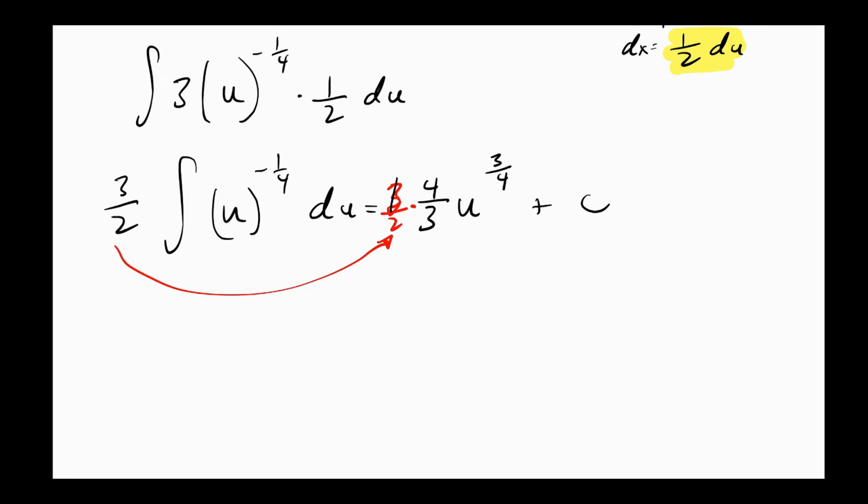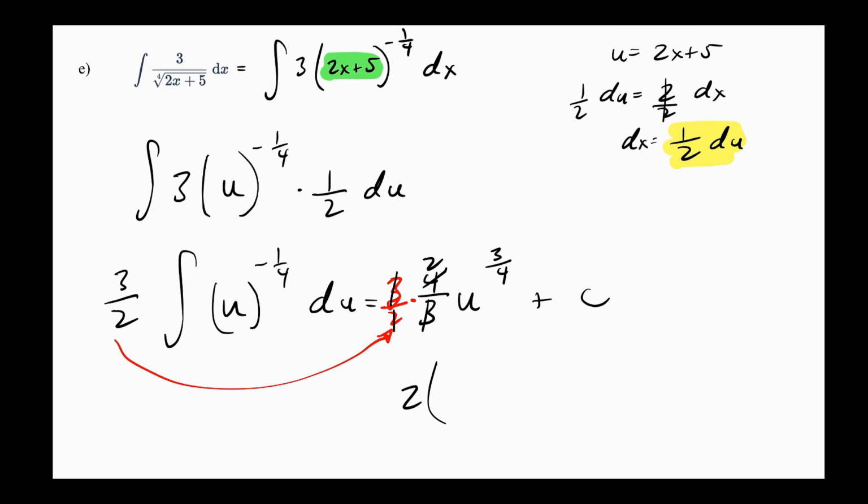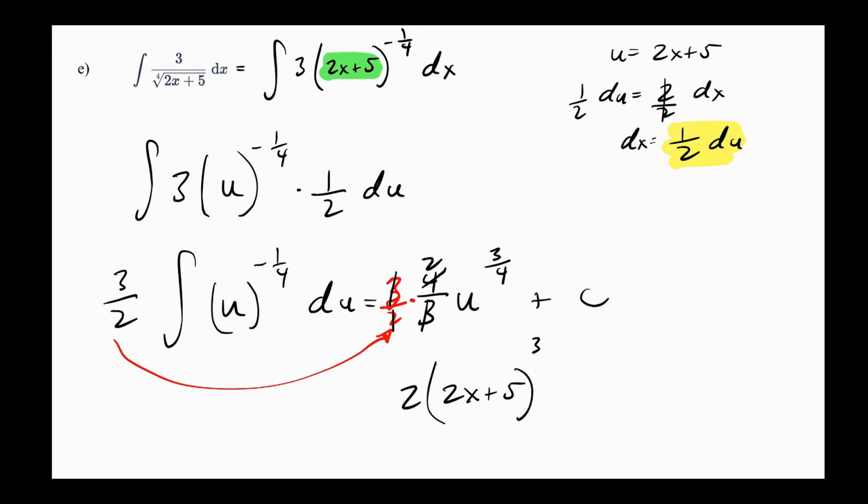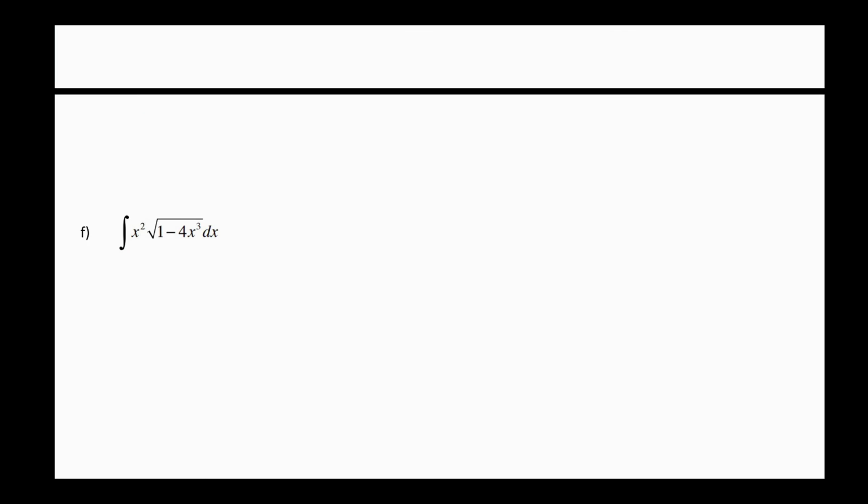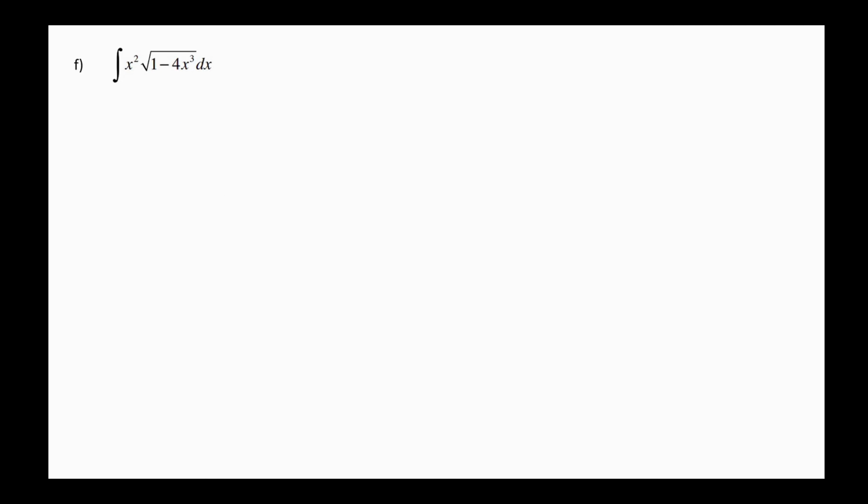So when I do that, the 3's cancel out, the 2 will cancel out and make a 2. So all you're really left with is just 2 out in front. So 2, and then (2x plus 5) to the 3/4 plus C. Done. Okay. All right. Try this one. Try F.